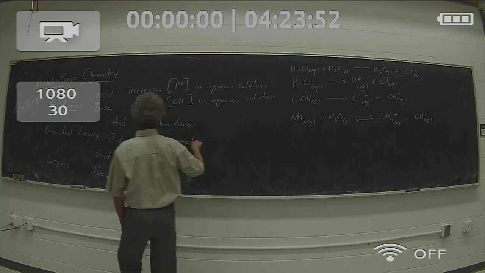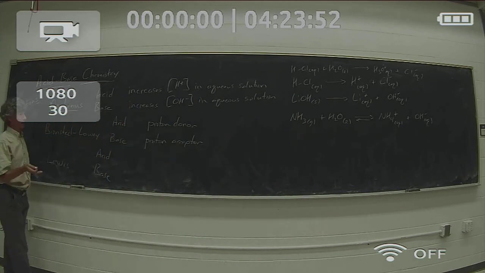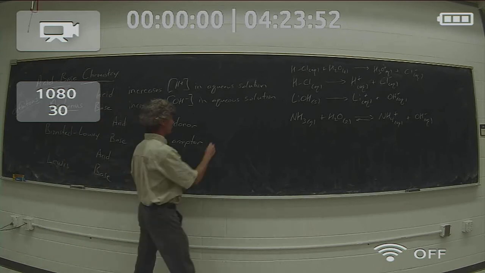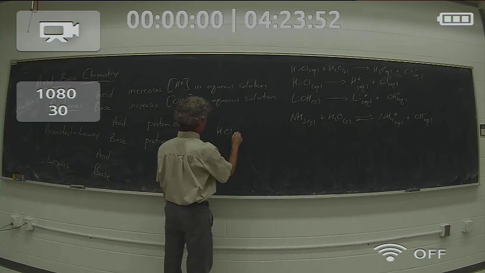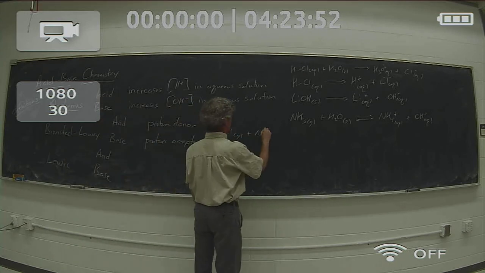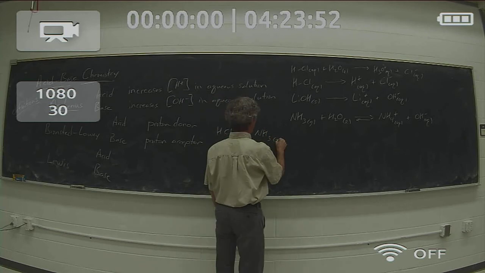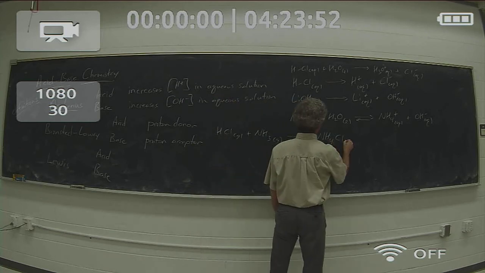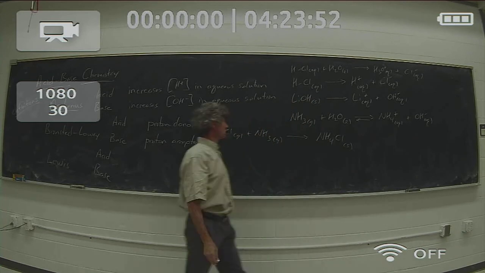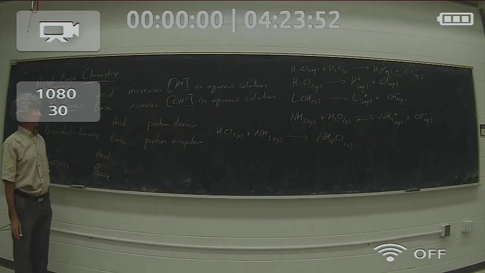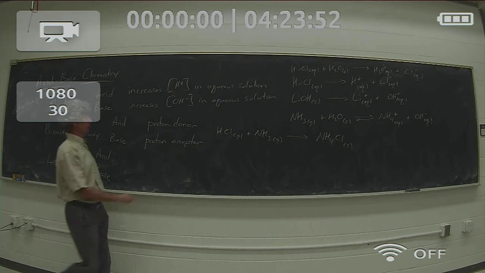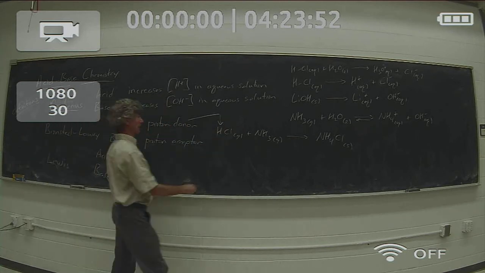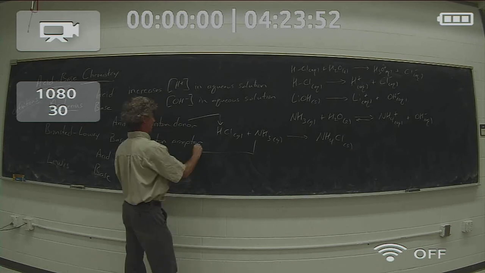In Bronsted-Lowry acid-base theory, though, we can have acid-base reactions and we don't have to have them in water. In fact, hydrogen chloride gas can react directly with ammonia gas to form solid ammonium chloride. HCl is the Bronsted-Lowry acid, the proton donor, and NH3 is the Bronsted-Lowry base, the proton acceptor.